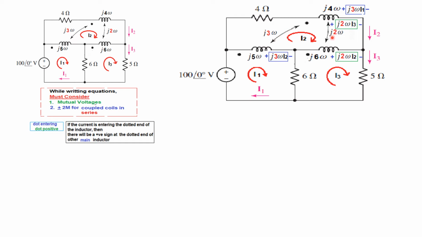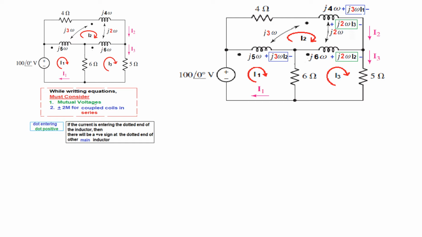Similarly, the two voltages due to j2 omega. Again, the current is entering here, so the near dot will be positive, so positive sign. j2 omega, current I2, so j2 omega I2 with positive sign. And on this, same, but due to current I3. Current I3 is also entering the dotted terminal here, so the dot side will be positive. So we write j2 omega I3, dot side positive, the other side negative. So here we have taken care of all the four induced voltages.